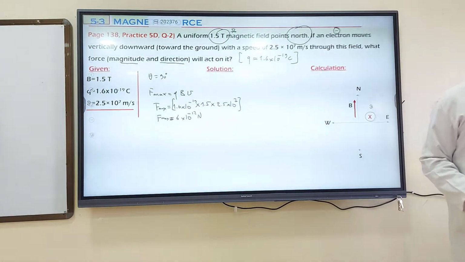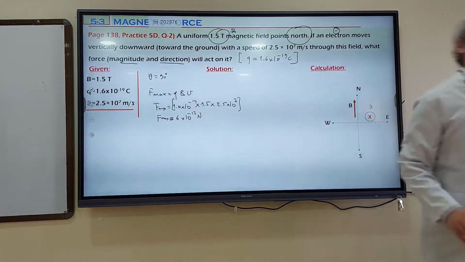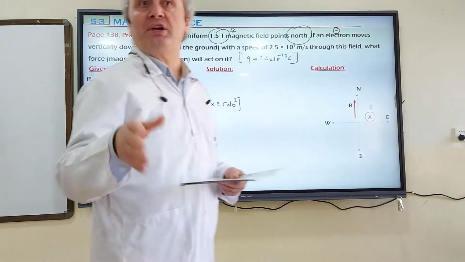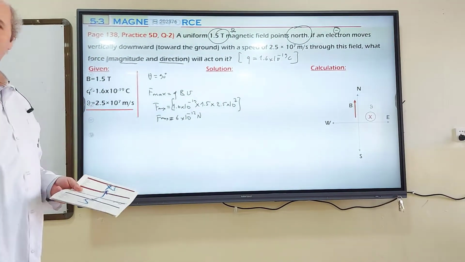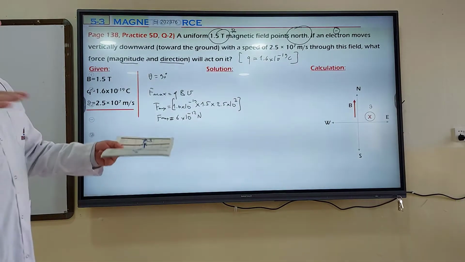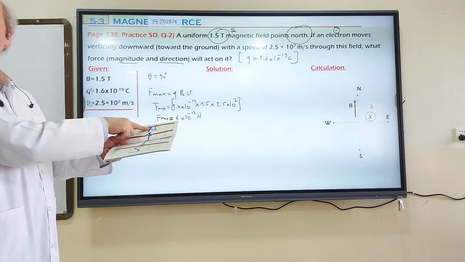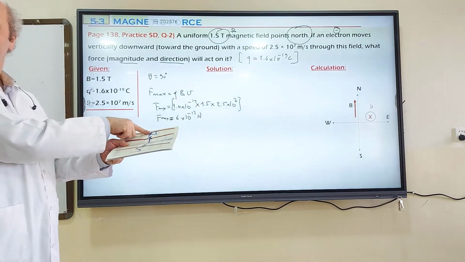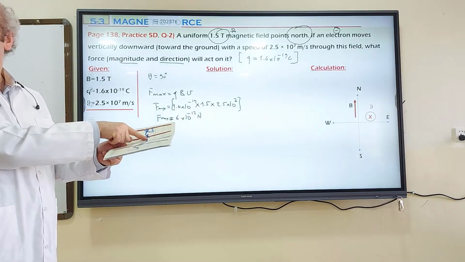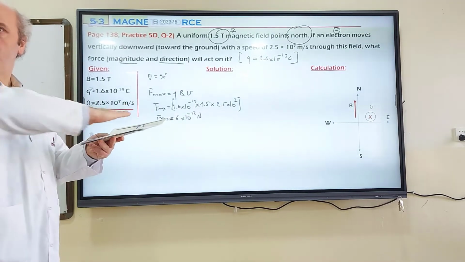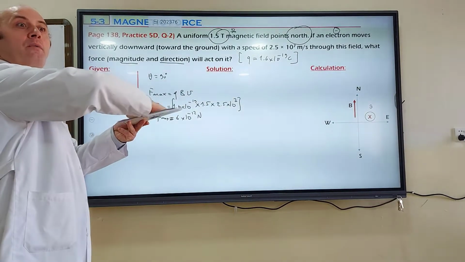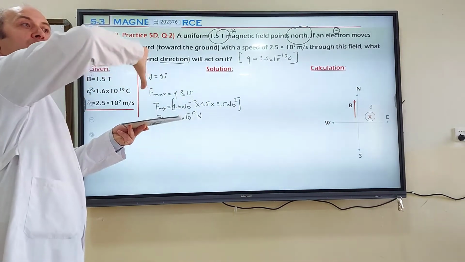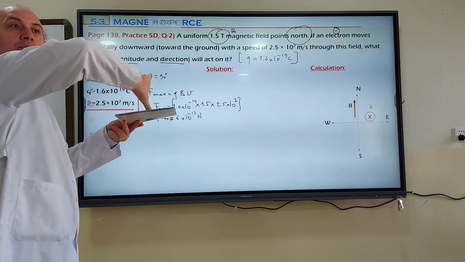Now direction. I am going to answer, of course, according to your page. Why? Because your page is horizontal, my board is vertical. Now I will do according to your page. Magnetic field is to the north. North is to the top of your page. Now follow. You are going to show your 4 fingers to the top. And V is downward to the ground. Your thumb must show downward to the ground.